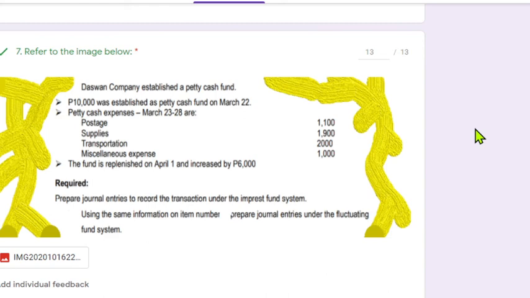So, under sa fluctuating fund system, kapag na-incur yung expenses for a particular period, diretso ibawas ka agad sa petty cash fund. So, paanong entry? You just debit postage 1,100, debit supplies 1,900, debit transportation expense 2,000, debit miscellaneous expense 1,000, credit petty cash fund 6,000. So that is 4 points. So 4 points na 'yon under sa fluctuating.